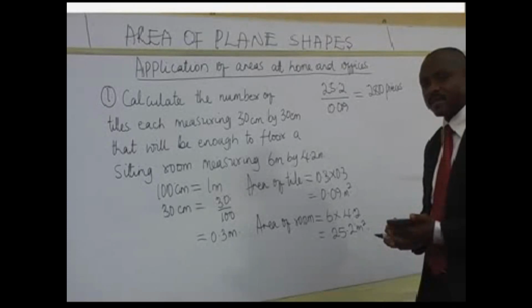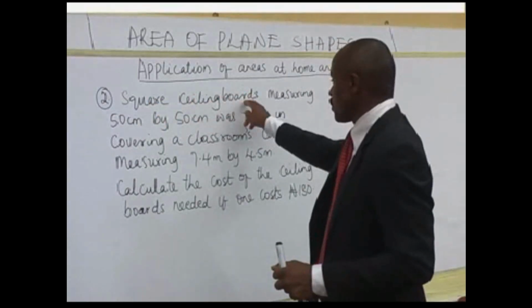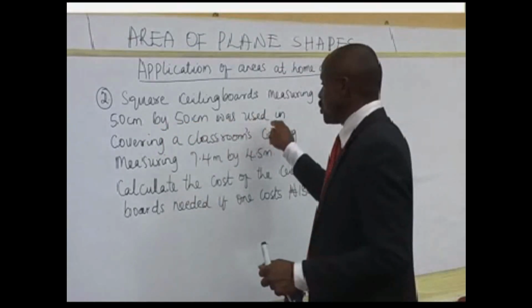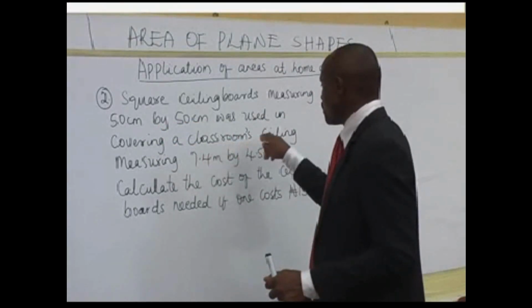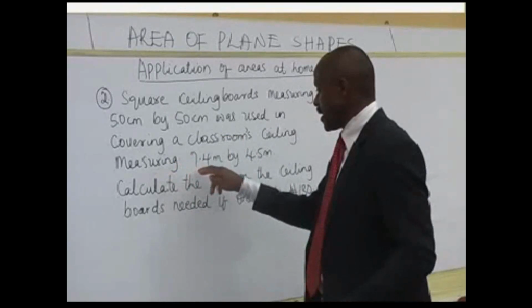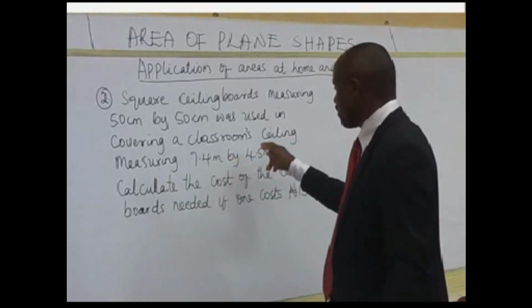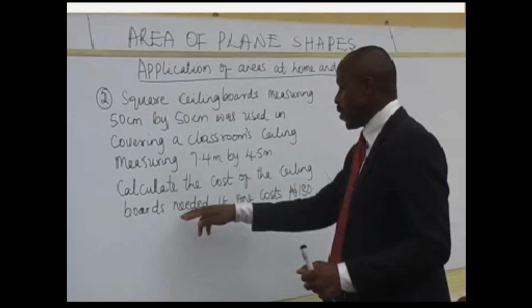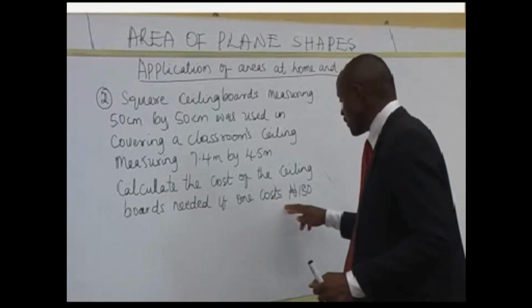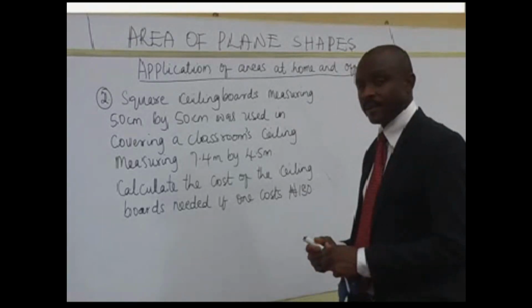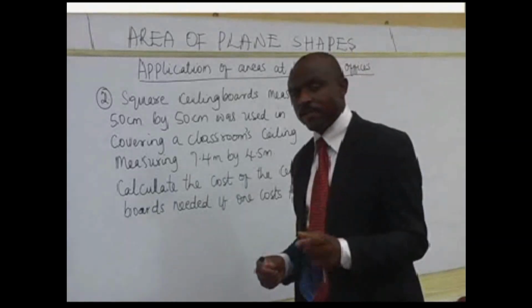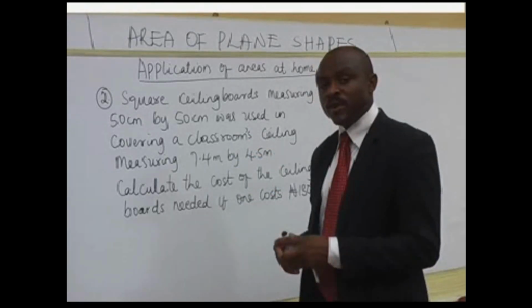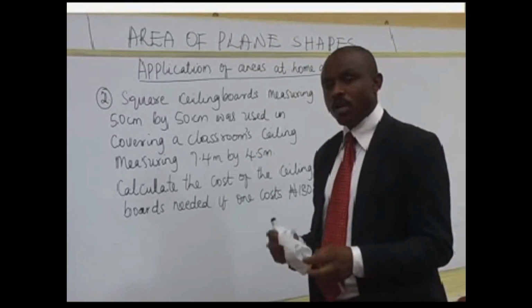Square ceiling boards measuring 50 cm by 50 cm were used in covering a classroom ceiling measuring 7.4 meters by 4.5 meters. We are asked to calculate the cost of the ceiling boards needed if one costs 130 naira. As I said in the first question, the first thing you do in this kind of question is change the units to be the same.